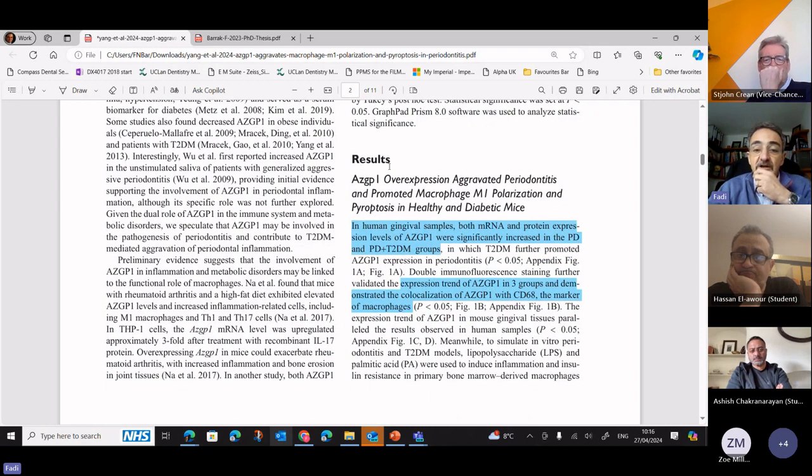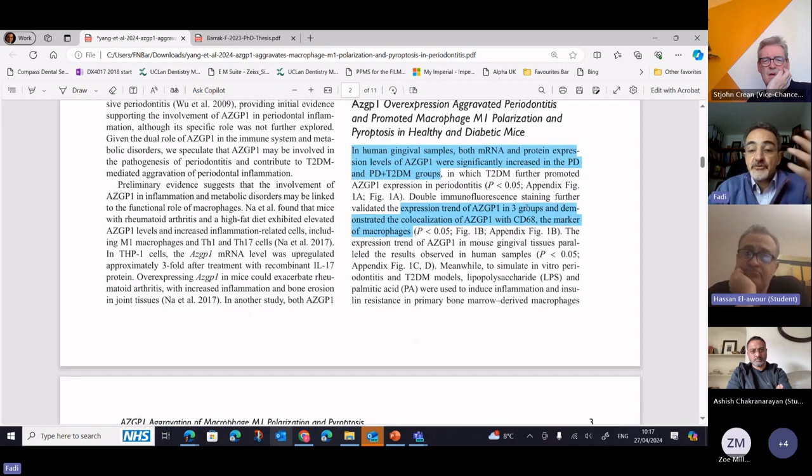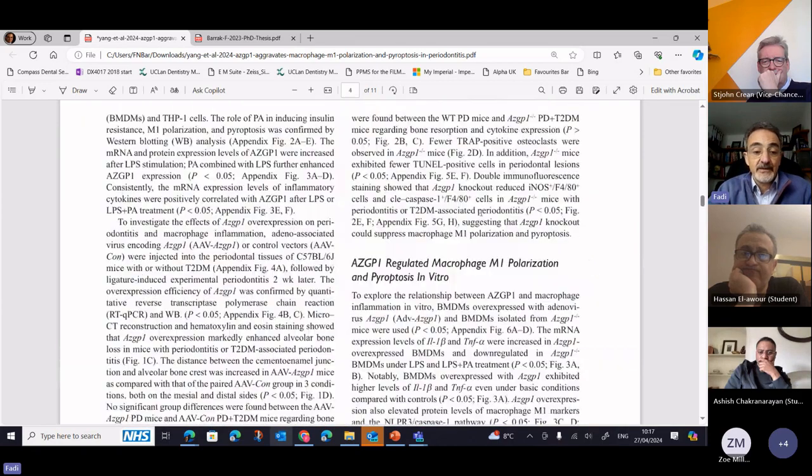But in essence, they found that this glycoprotein AZGP1, or basically the gene that codes for it, when overexpressed, aggravated periodontitis and promoted M1 polarization and pyroptosis. So they found that in human gingival samples, both mRNA and protein expression levels of this glycoprotein were significantly increased in the periodontal and periodontal disease with type 2 diabetes groups. The expression of this in the 3 groups demonstrated co-localization. So they found it with macrophages. CD68 is a marker for macrophages. They found the two co-localized in the same kind of regions. So that was one set of results.